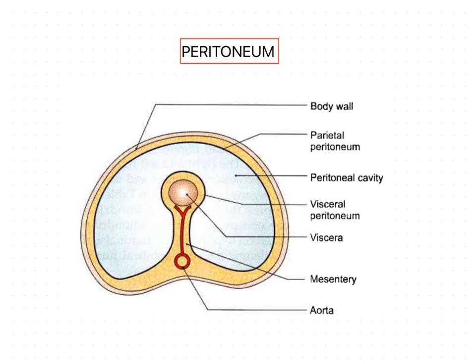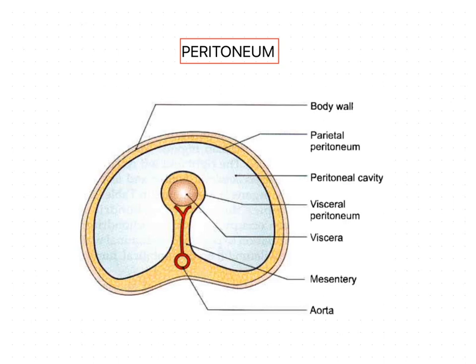Dear students, welcome back. In the previous session, we discussed the regions of the abdomen. The main purpose of studying these regions of the abdomen is to describe the location of the viscera. And now in this session, we are going to see the peritoneum.